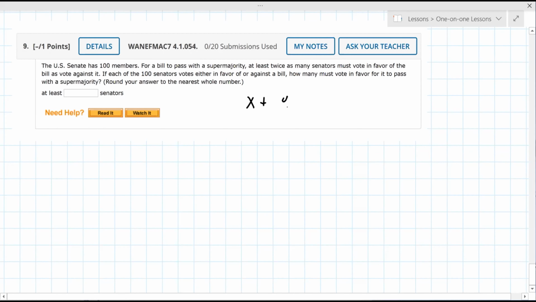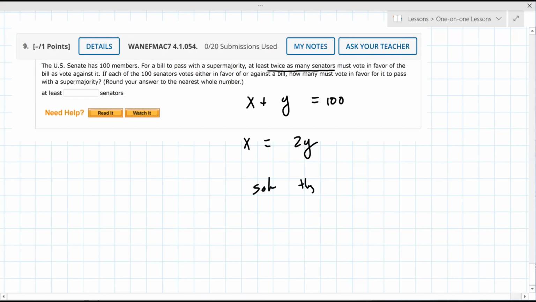It's like x plus y has to equal 100, and then x minus y has to equal... I'm sorry, this is a relationship one. So they're saying that x has to equal 2y because there are twice as many senators. Got it. It's kind of a weird thing. We can solve this by substitution.